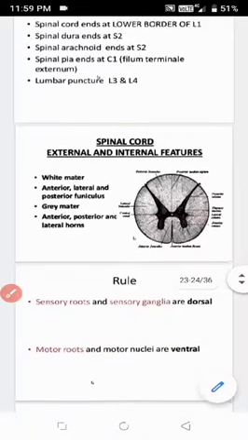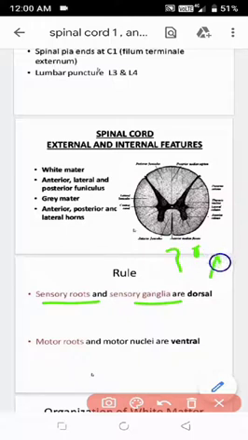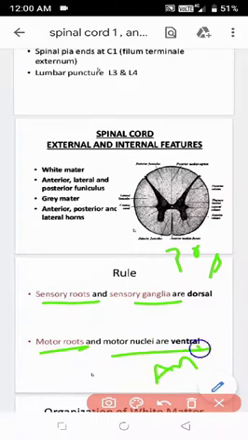And coming to the general rule: sensory roots and sensory ganglia are dorsal. Dorsal means posterior. Motor roots and motor nuclei are ventral, that means anterior side. Okay. Anteriorly we have motor roots and posteriorly we have sensory roots.